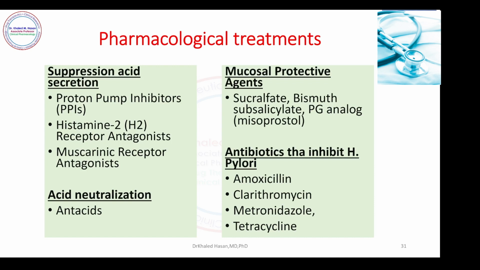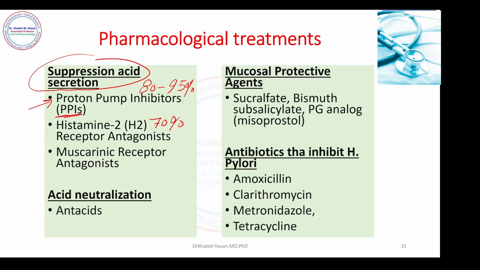Pharmacological treatment: how can we treat the patients? Here we have groups of medication that could be used to treat peptic ulcer disease. We have acid secretion suppression. Which medications decrease secretion of acid? Number one, proton pump inhibitors, where 80 to 95% of acid will be inhibited. Histamine blockers inhibit about 70% of the acid. So number one, proton pump inhibitors, PPIs.